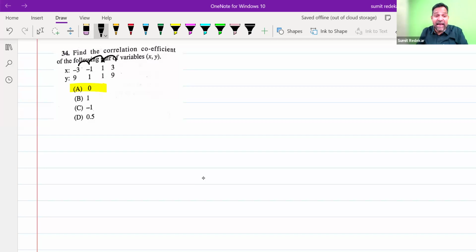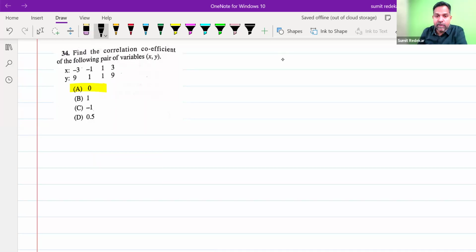On the other hand, Y is not moving that manner. Y decreased by 8, so here there is a -8 deviation. Then it is constant, which is no change. And then there is an increase of 8. Do you notice this change absolutely makes no sense? And that is why there is absolutely no correlation between them.